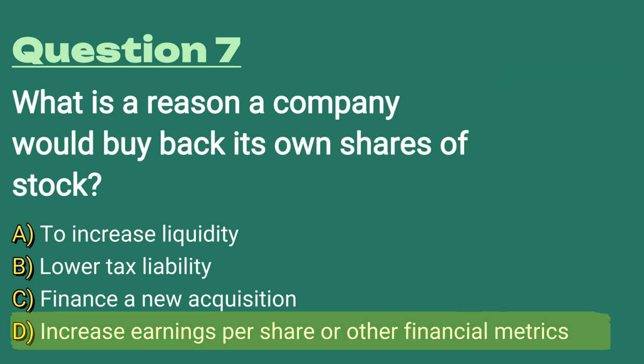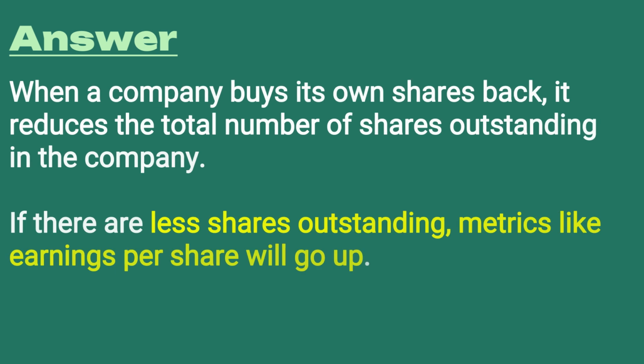The answer is D, to increase earnings per share or other financial metrics. When a company buys its own shares back, it's reducing the total number of shares outstanding in the company. If there are less shares outstanding, metrics like earnings per share will go up because for earnings per share, you're taking the net income less your preferred dividends divided by the average shares outstanding. So if there's less average shares outstanding, with a lower denominator, you're going to have a higher earnings per share number.